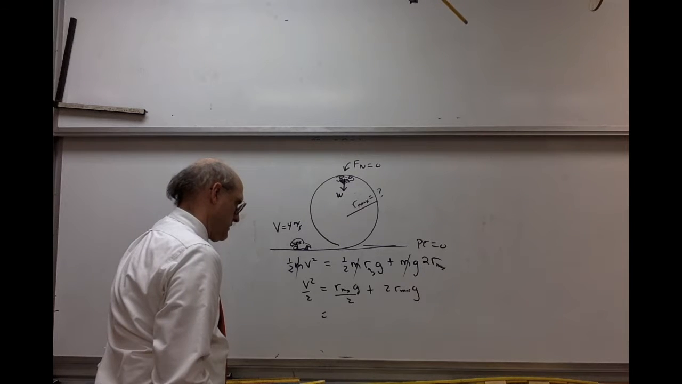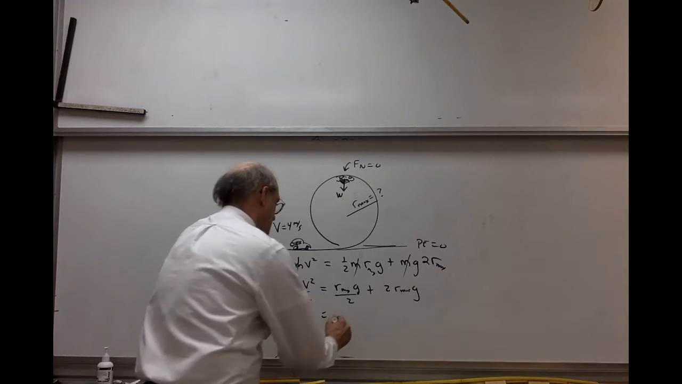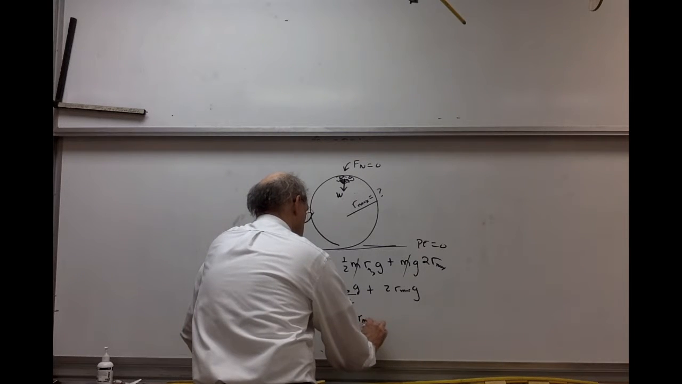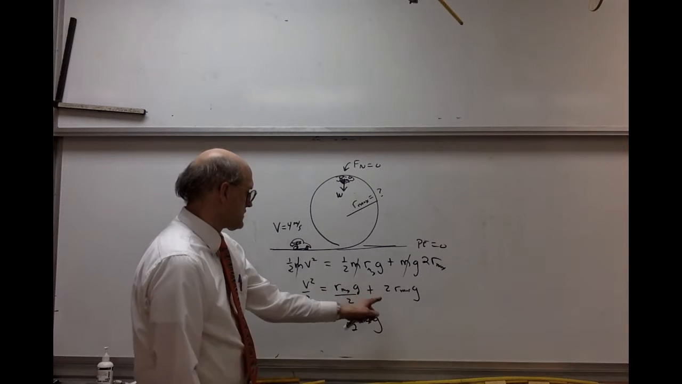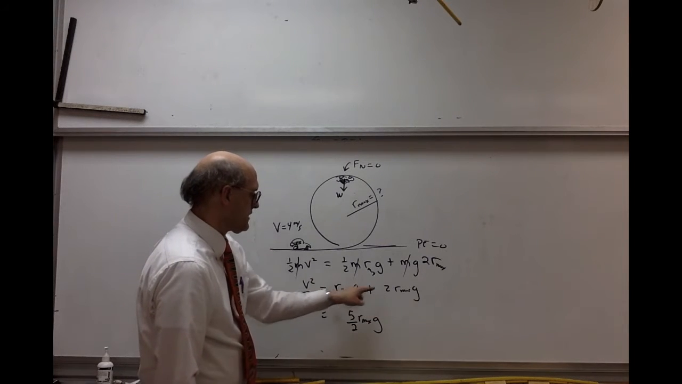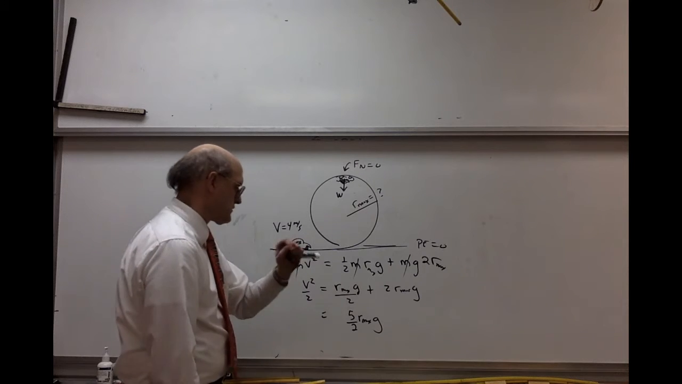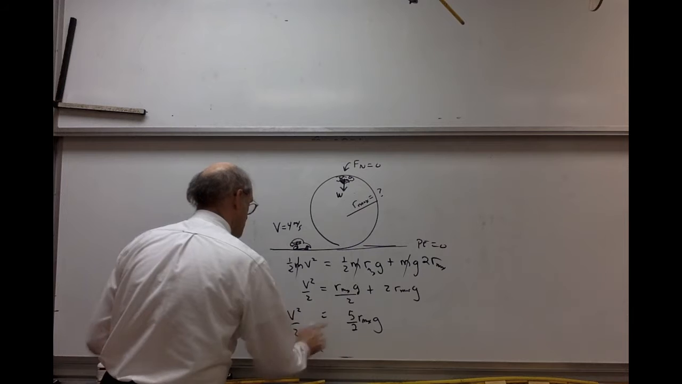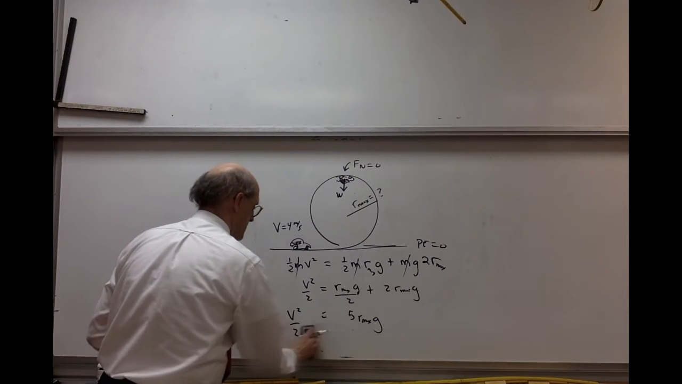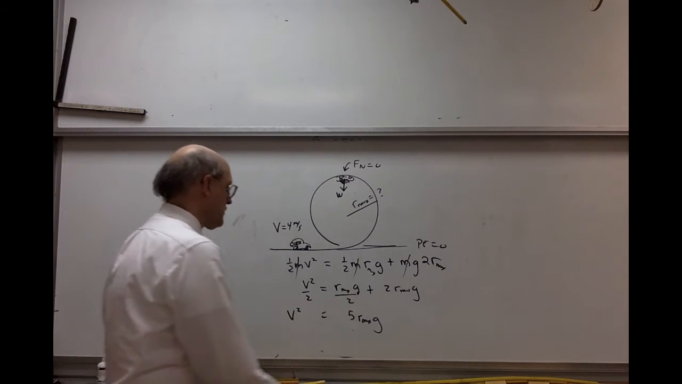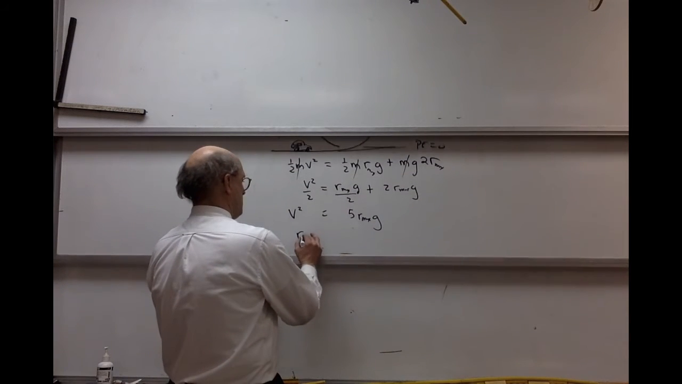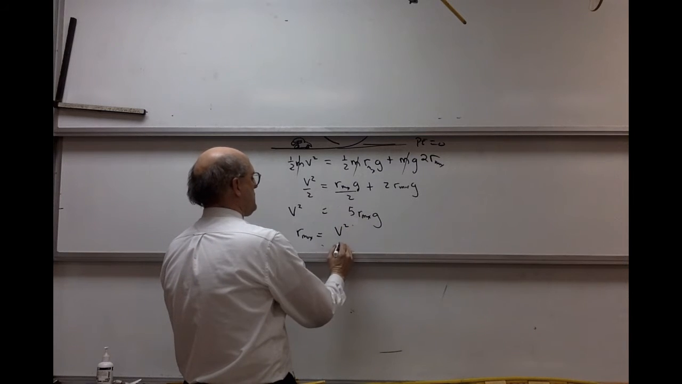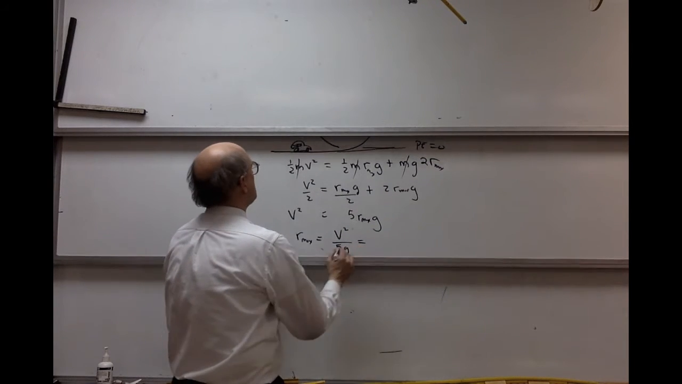Okay, so that would be 5/2 r max g, right? So let's see, take 2 over 2, so we have a common denominator, so that's 4 over 2. Right, so 5/2 r max g then is equal to v squared over 2. 2 appears on both sides, so we can get rid of the 2. Solving for r max, we get v squared all over 5g.